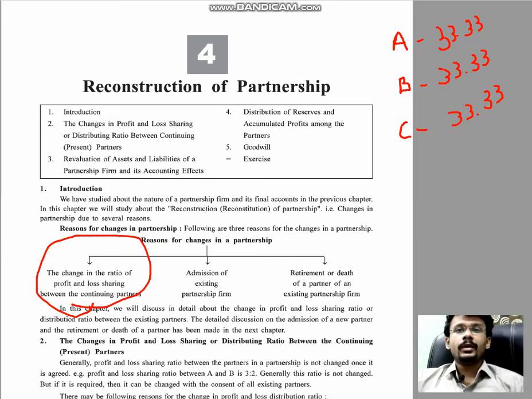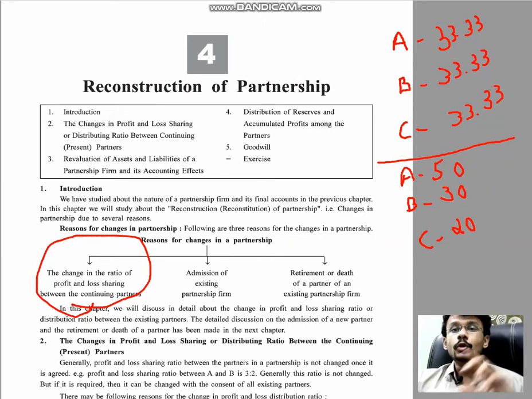Okay, now equal. Now suppose they are willing to change this like this. A will take 50%. Suppose we are just assuming B will take 30% and suppose C will take 20%. Now this is the new profit and loss ratio. This is the old one and this is the new one. Suppose there is a change in the profit and loss ratio.